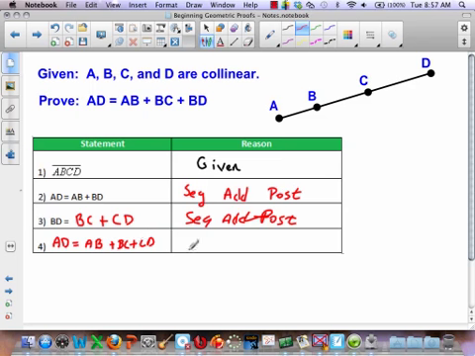Tabitha, it's substitution. What did I substitute? So Cordell, what did I substitute there on line 4? In place of BD, I took the BC plus CD and I plugged it in right there for BD. So that's a substitution.